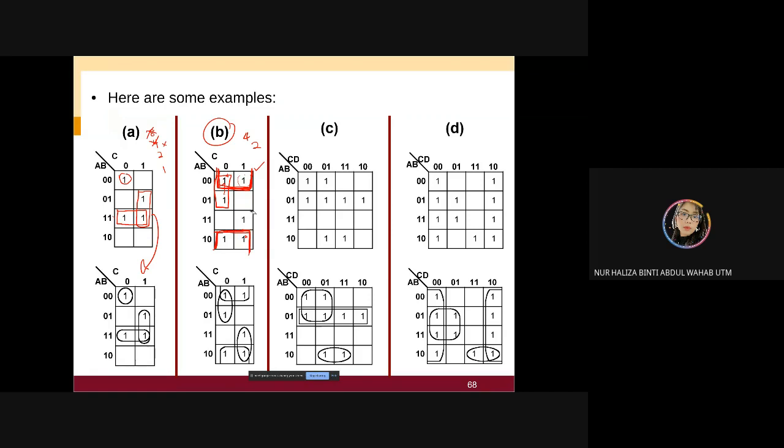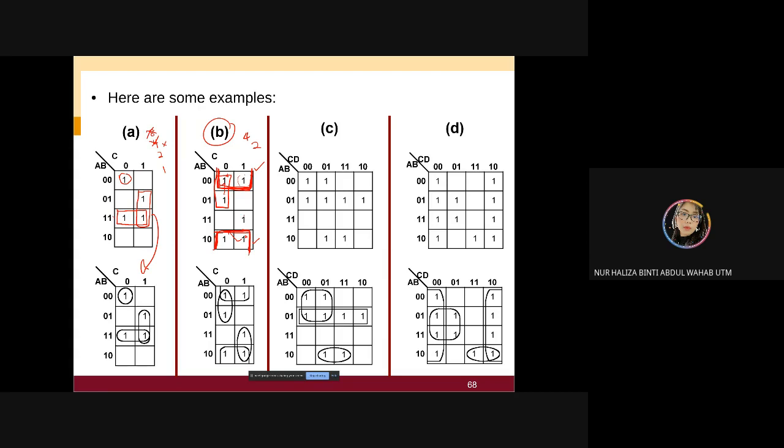Just now, I cannot draw like this, which is inside, because this one is already in a big cell. This one is also in a big cell. Now, if you draw this, this is already inside a big cell. It's okay. But this outside is not having the big cell. So that's why you need to draw like this.